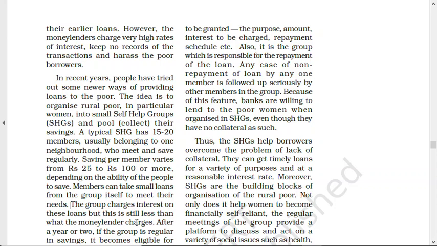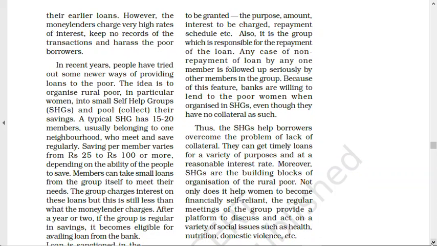After a year or two, if the group is regular in savings, and if your books, that means the account books, are clean and regular, then you can apply for a bigger loan from the bank also. Because now the bank trusts that you are an established SHG, right? We can depend on you, we can count on you, and we can give you a loan. So after a year or two, if the group is regular in saving, it becomes eligible for availing a loan from the bank.